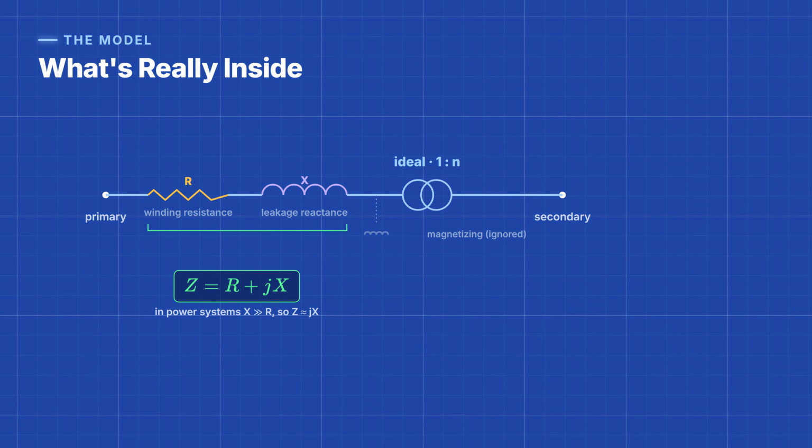In power systems, X is much larger than R, so we often just call it jX. There is also a tiny branch that magnetizes the core off to the side, but it's so small we usually ignore it. So the model is simple, an ideal ratio plus one series impedance.